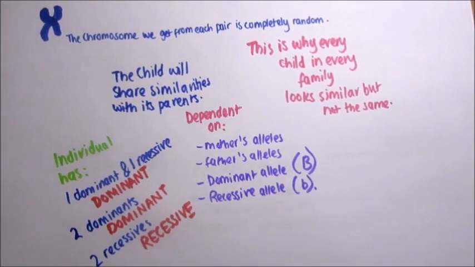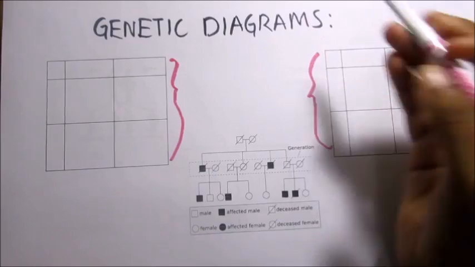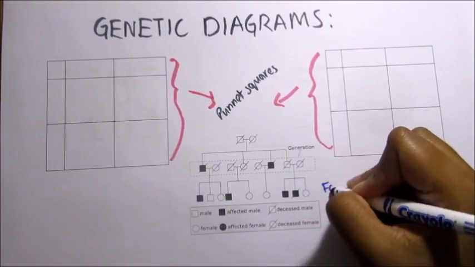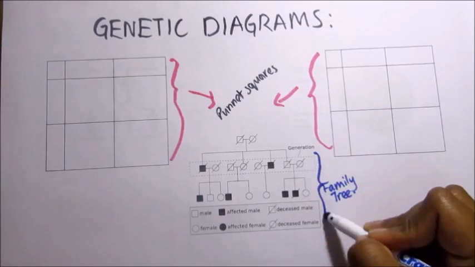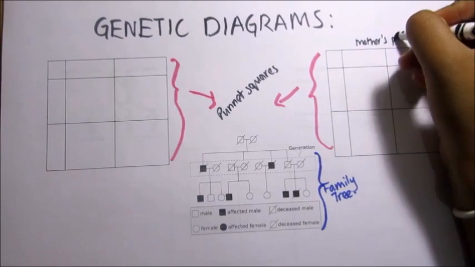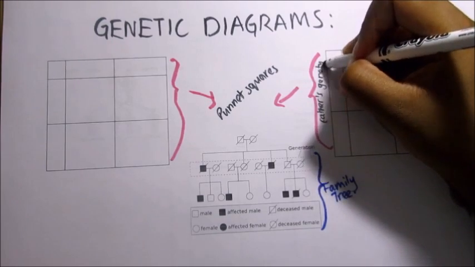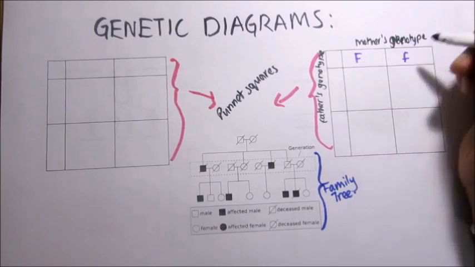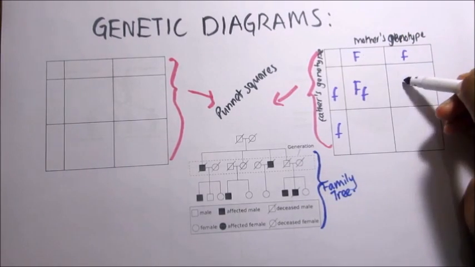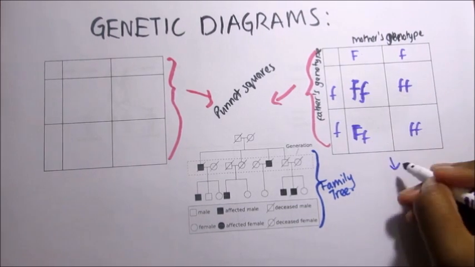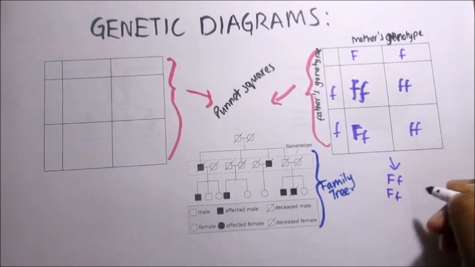In the exam, you will need to know how to interpret genetic diagrams. These are called Punnett squares, and this one is a family tree genetic diagram. Now, for the Punnett squares, you put the mother's alleles and the father's alleles on one side and the other. Then you use it like a multiplication grid and you work out the possible combinations of alleles you can get.